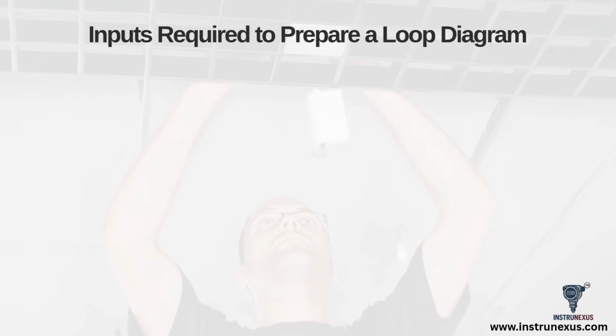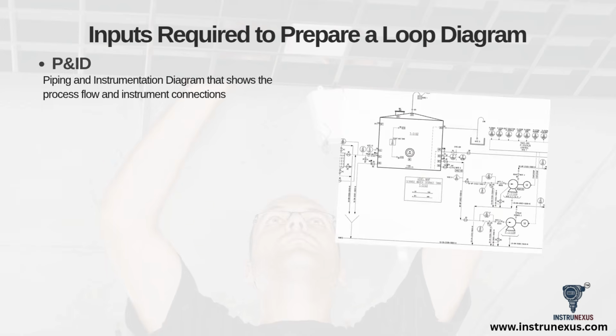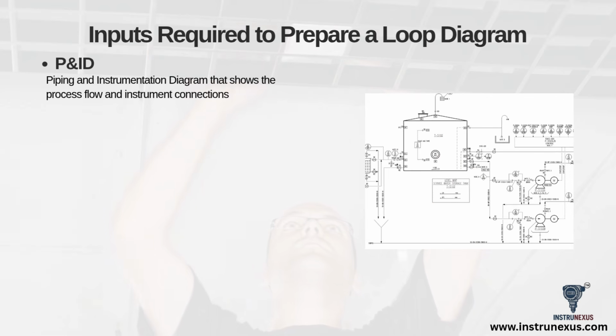To prepare an accurate loop diagram, an engineer must first gather several key input documents. You can't start drawing in isolation. First and foremost is the P&ID, or Piping and Instrumentation Diagram. This shows the process flow and identifies the instruments in the loop and how they relate to the process.